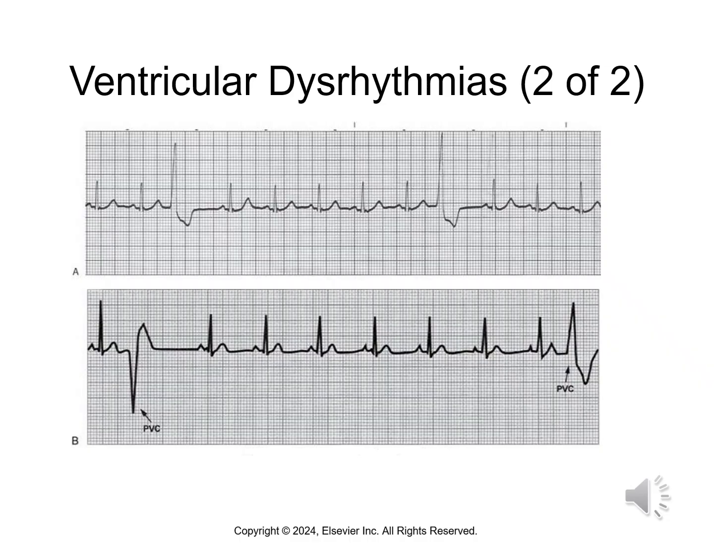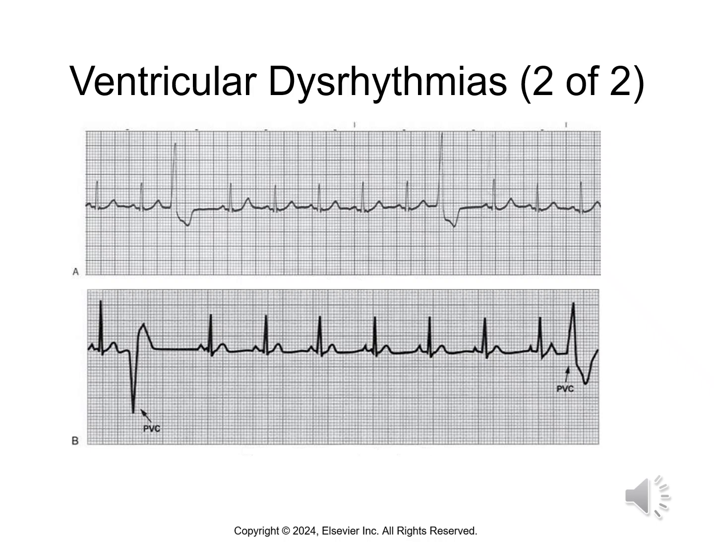In the picture, you will see ventricular dysrhythmias. The first picture is a normal sinus rhythm with unifocal PVC complexes. In our strip B, we're seeing a normal sinus rhythm with multifocal PVCs. So we see one with a negative deflection and one with a positive deflection.